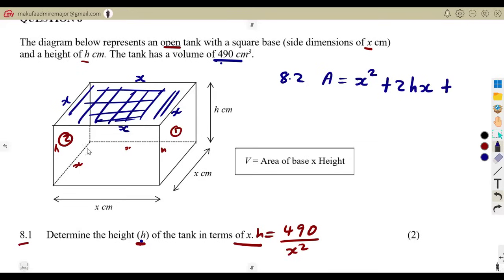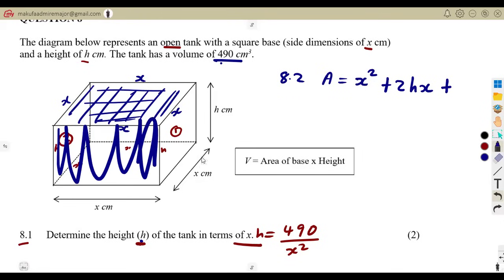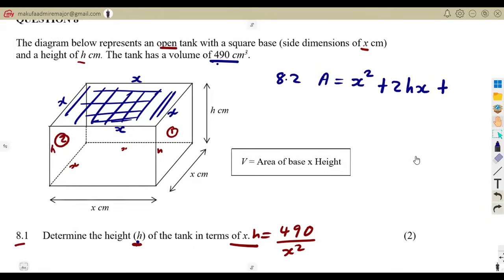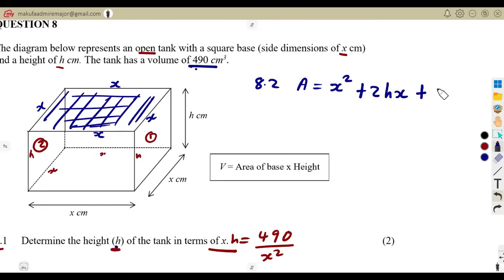plus another one that we see, this one on this face. There's another face at the back that will be showing the same thing at the back of the box that we see there. So we still have another one, 2hx. These are simply the same. X squared was supposed to be multiplied by 2 because there is another square on top, but we are not going to take it because they told us that it's an open tank. There's nothing on top, so you cannot take that. But it was supposed to be like this too. But we cannot take that.